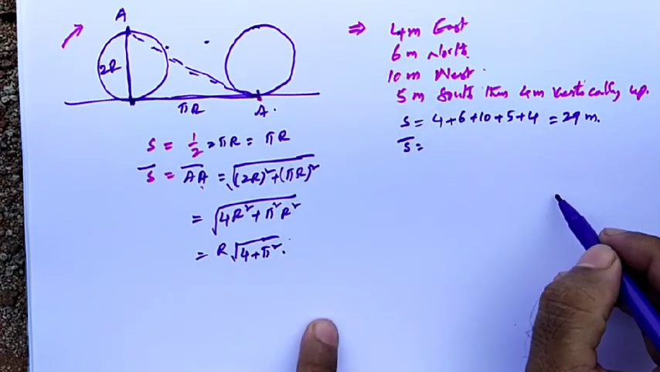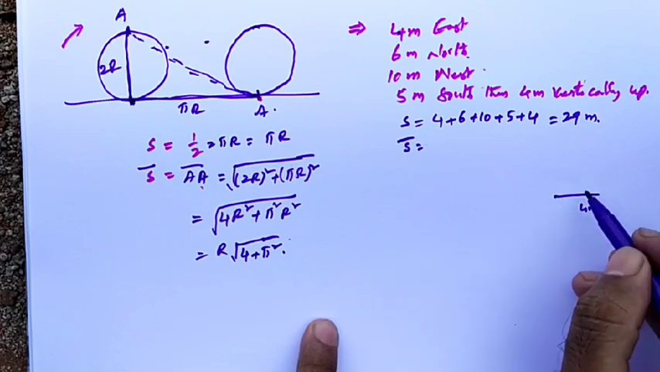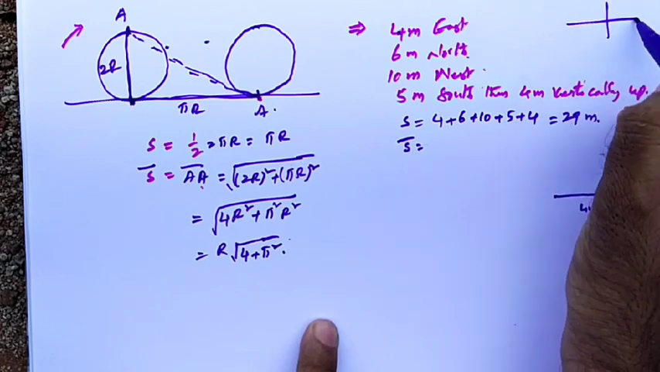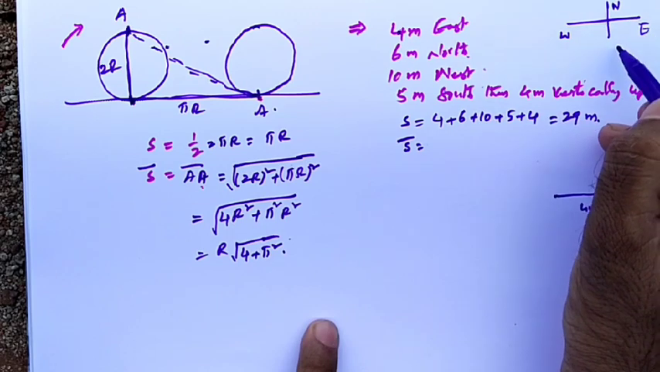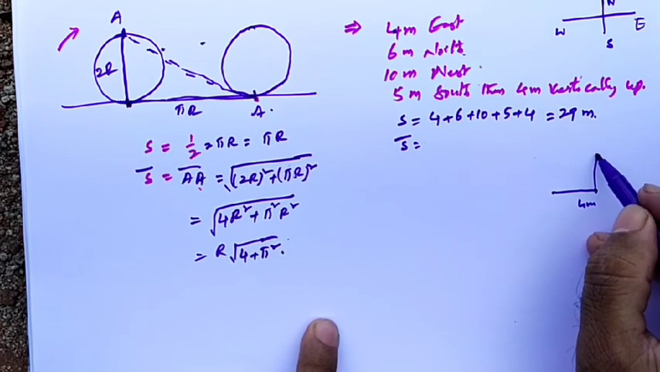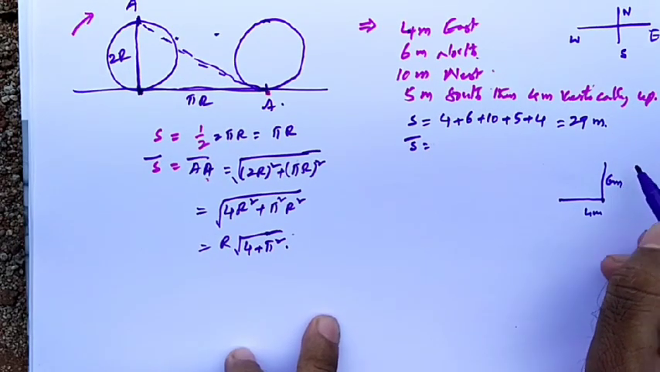4 meters east, he is starting from here. 4 meters east is this only, this side, right? 4 meters. Next 6 meters north. North means just you draw first diagram directions. East, west, up is north and down is south. So from here north means up. Okay, up how much? 6 meters.